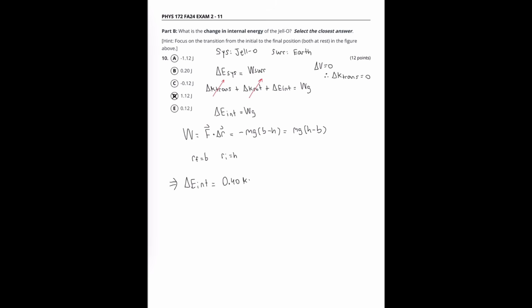Therefore, we can say our change in internal energy is equal to our mass of 0.40 kg times gravity, 10 meters per second squared, times the difference of 0.30 meters, the height h, minus b, 0.02 meters. And when we simplify that, we get an answer of approximately 1.12 kg times meter squared per second squared, which is the same thing as 1.12 joules. And that will give us a final answer of D.